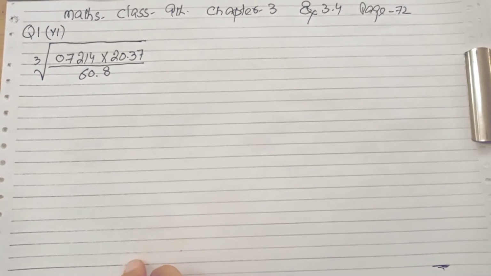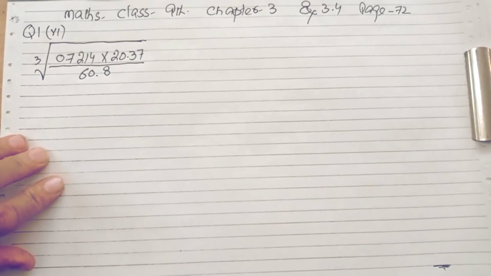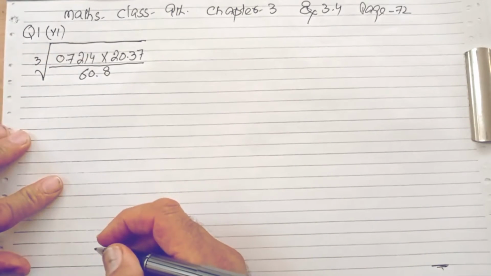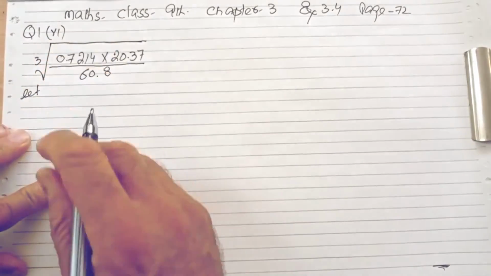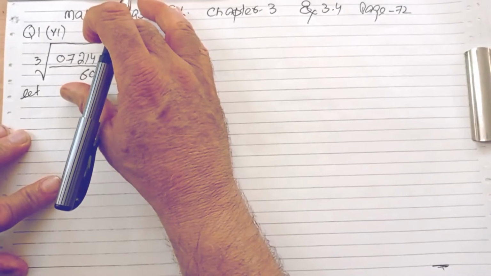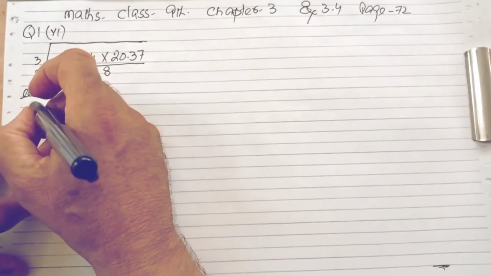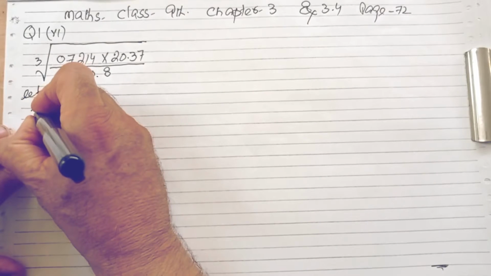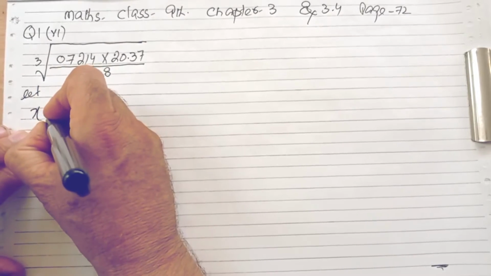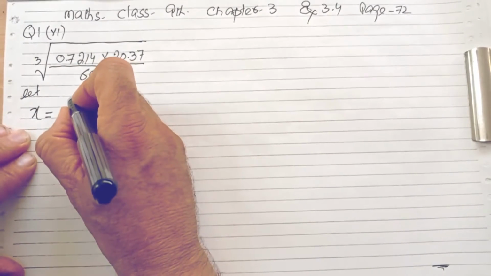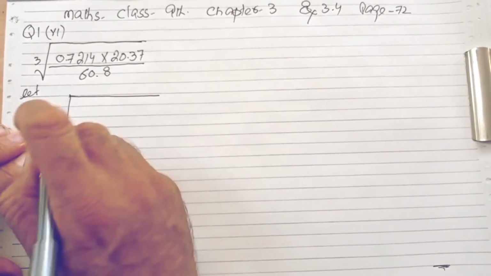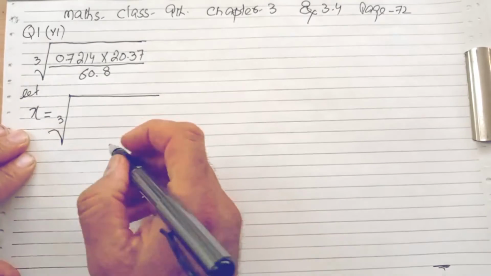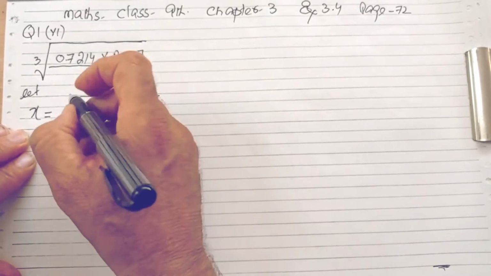Now this is a question given by the examiner. So we will go step by step. First of all, we will suppose the given expression, whatsoever has been given by the examiner, is equal to x. So x is equal to this expression. Write 3 here, and then write this expression.